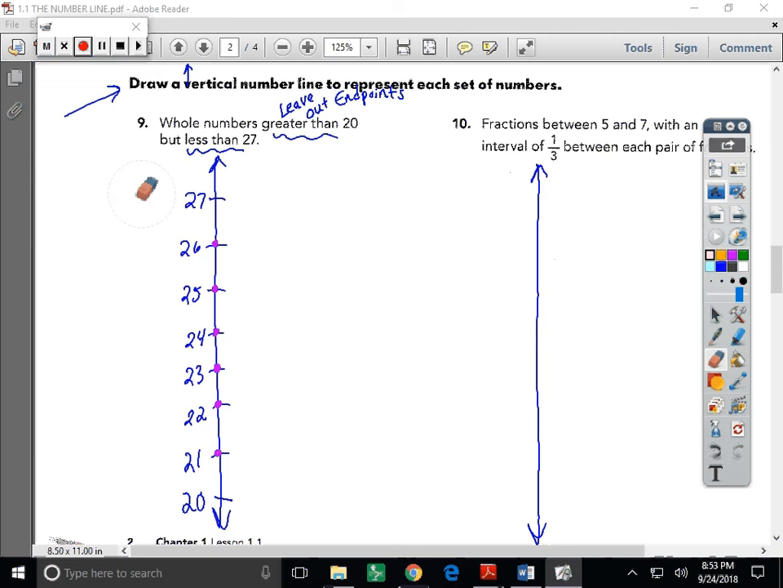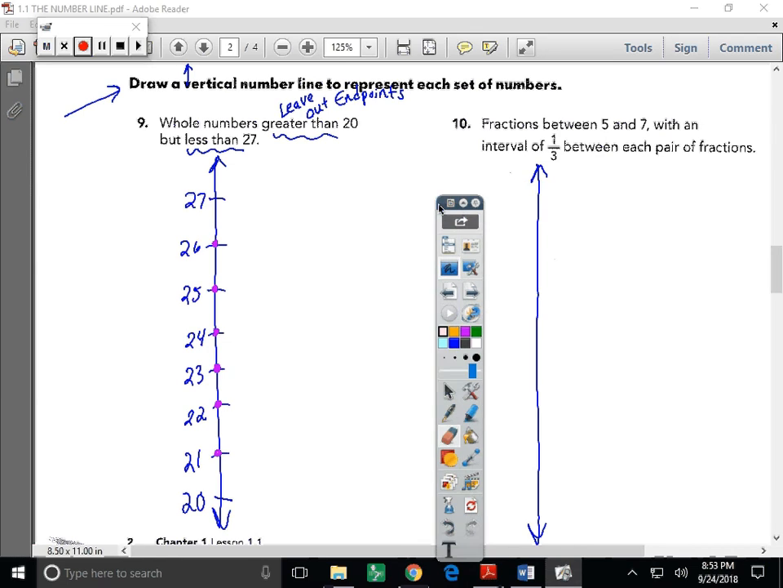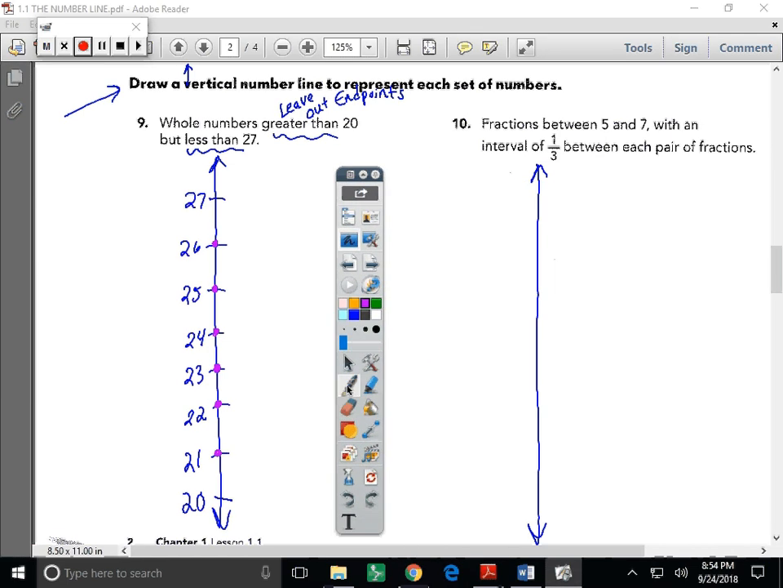Number 10, probably the trickiest one on the page. Save the best for last, right? Here I'm looking for this vertical number line, and I know that because it was in the bold print directions. I'm going to create fractions between 5 and 7.